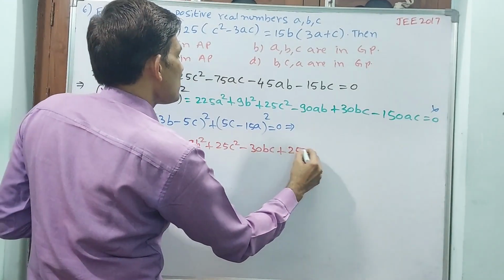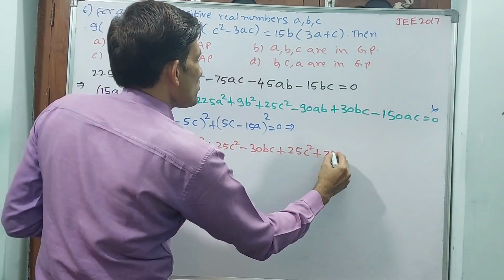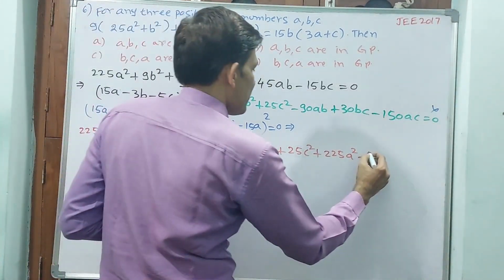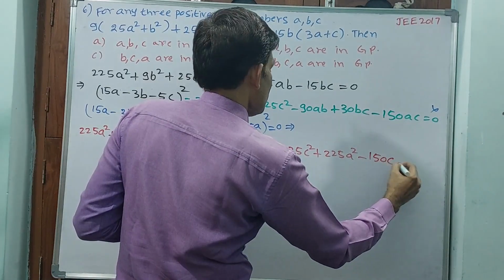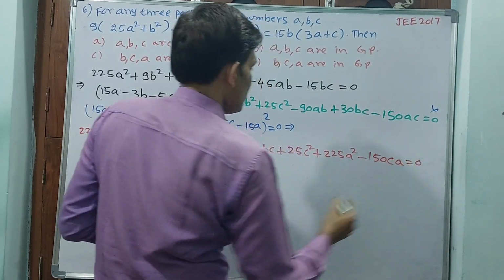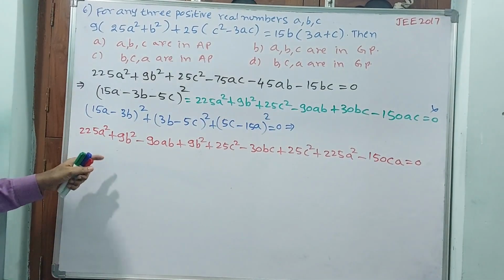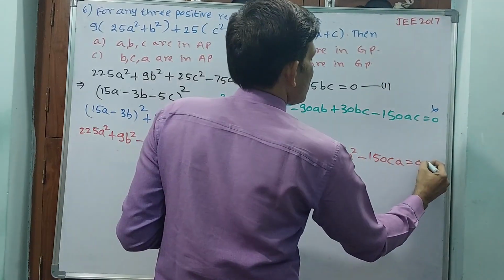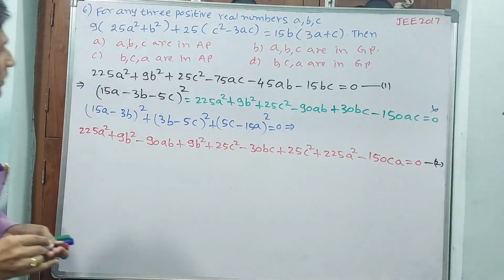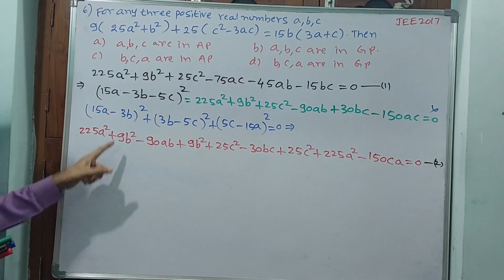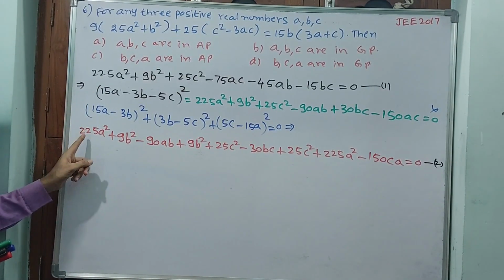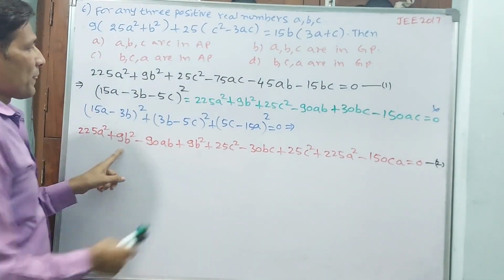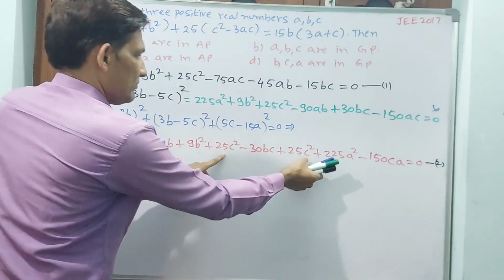A square, 25C square, 225A square, minus 15, 5s are 75, into 2 is 150, minus 150 CA (CA or AC, both are the same) is equal to 0. Now, even if you compare this with equation number 1 and equation number 2, this is not exactly the same. Why? Because 225A square has come 2 times, 9B square has come 2 times, and 25C square also has come 2 times.